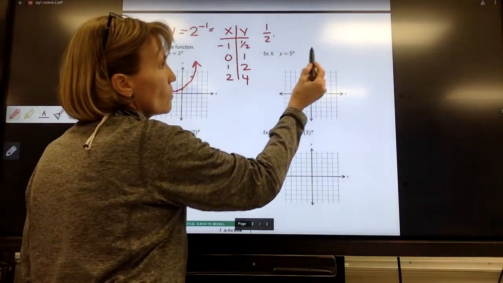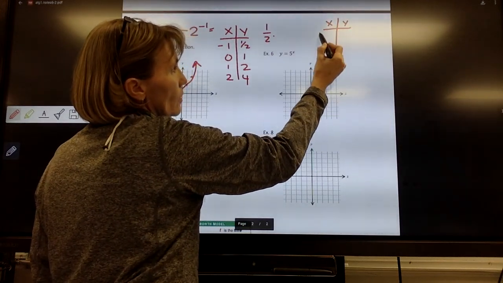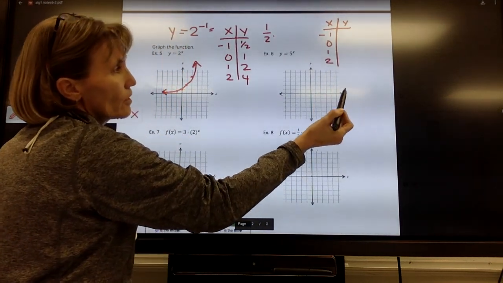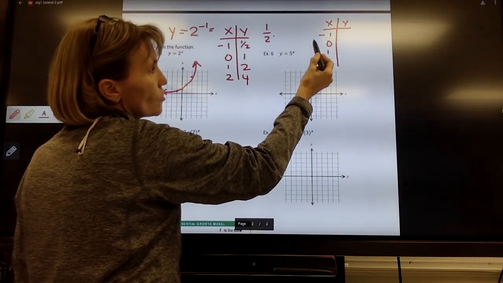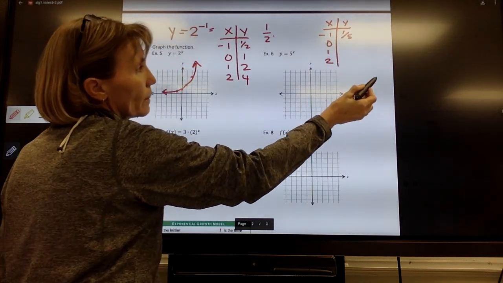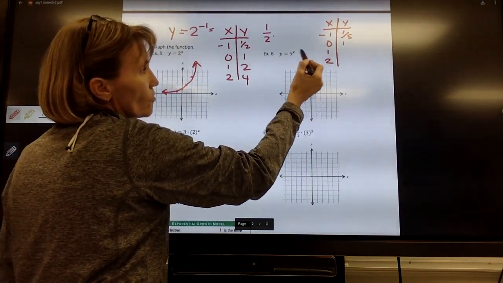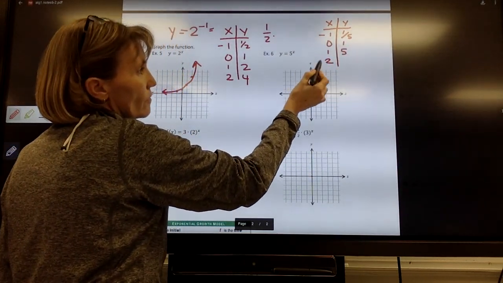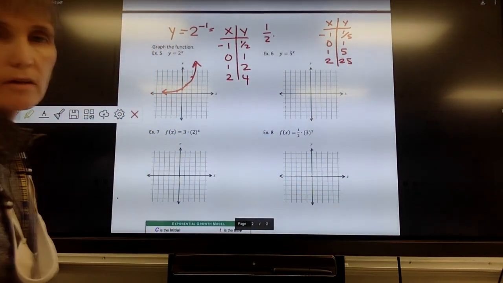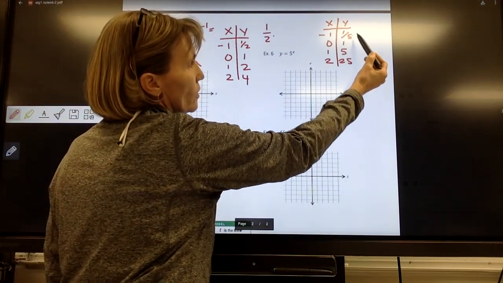Okay, I can do the same thing with a base of 5. I'm going to put in -1, 0, 1, 2 and see what kind of values I get. 5 to the negative first power would be 1 over 5. 5 to the 0 power would be 1. 5 to the first power would be 5. 5 to the second power would be 25. Now 25 is going to go off my graph. I'm not going to try to put that on there, but I'm going to try to graph these three.